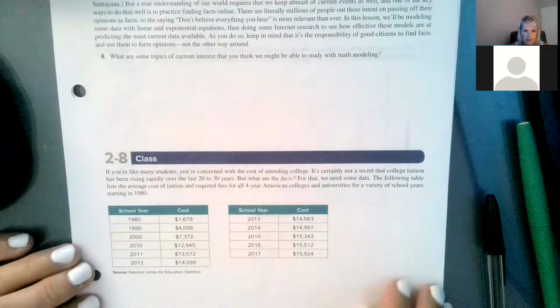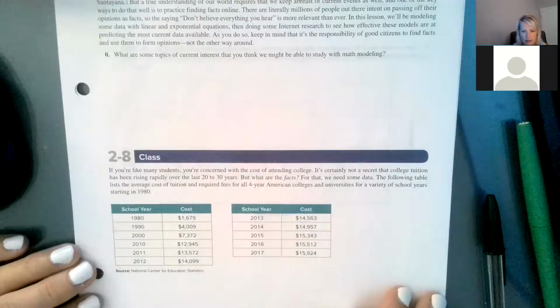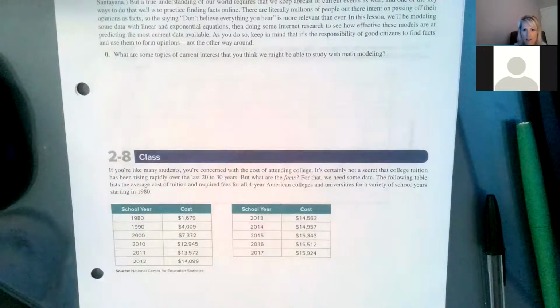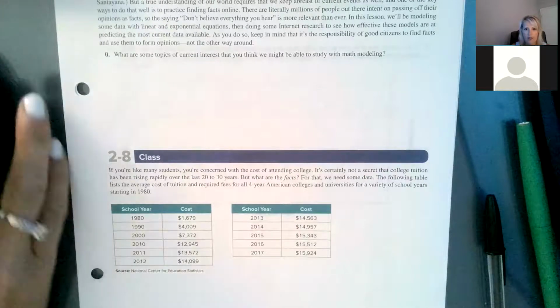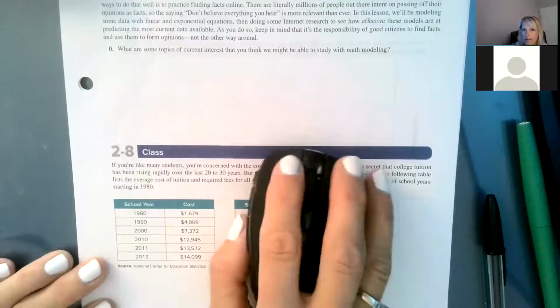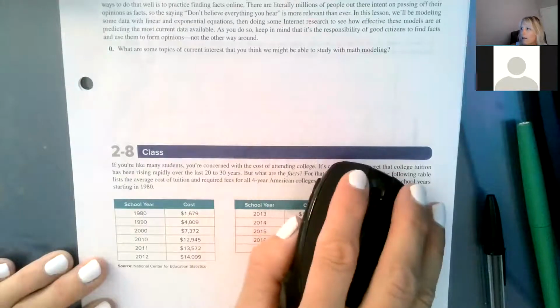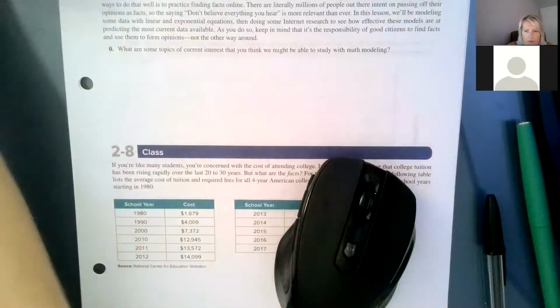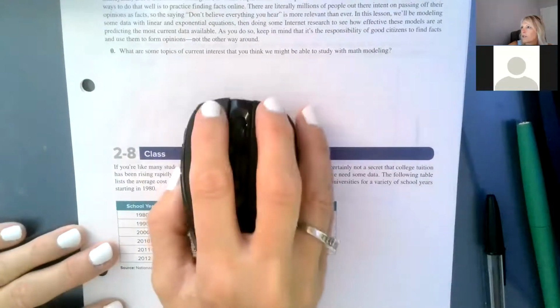So this says, if you're like many students, you're concerned with the cost of attending college. It's certainly not a secret that college tuition has been rising rapidly over the last 20 to 30 years. But what are the facts? For that, we need some data. The following table lists the average cost of tuition and required fees for all four-year American colleges and universities for a variety of schools started in 1980. So we have some data there. You can go ahead and flip to the next page.